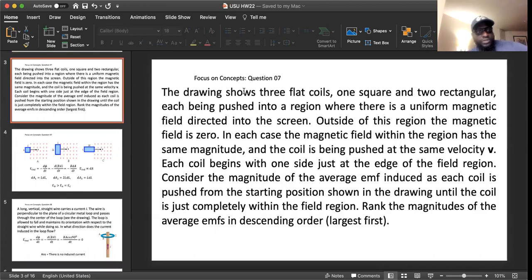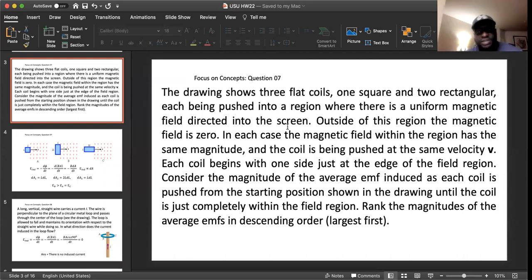So I go to focus on concept question 07. It says the drawing shows 3 flat coils, 1 square and 2 rectangular, each being pushed into a region where there is a uniform magnetic field directed into the screen. Outside of this region, the magnetic field is 0. In each case, the magnetic field within the region has the same magnitude, and the coil is being pushed at the same velocity. Each coil begins with one side just at the edge of the field region.